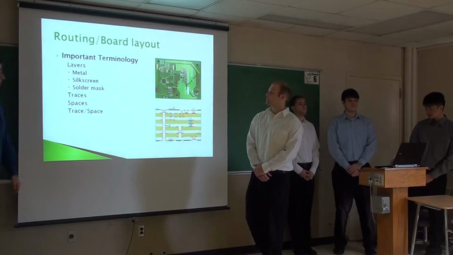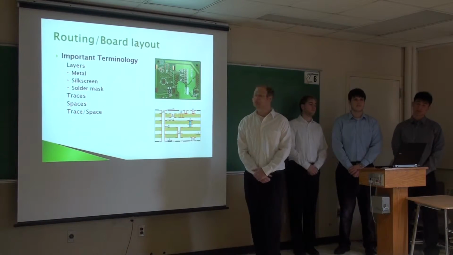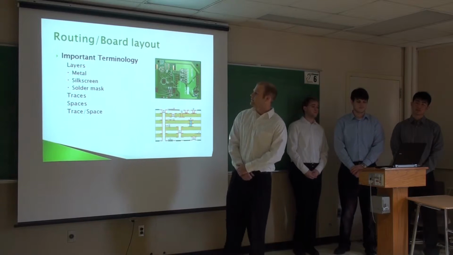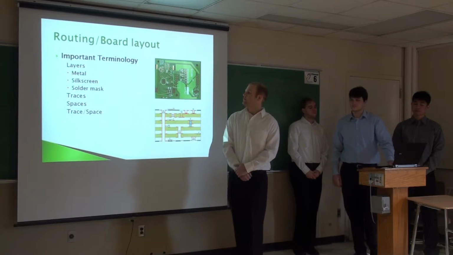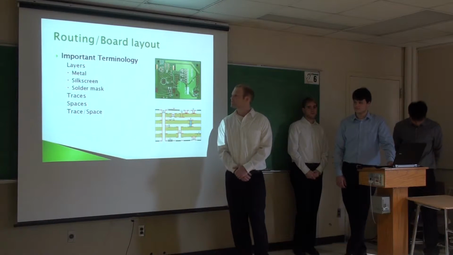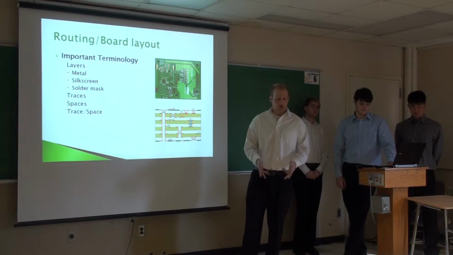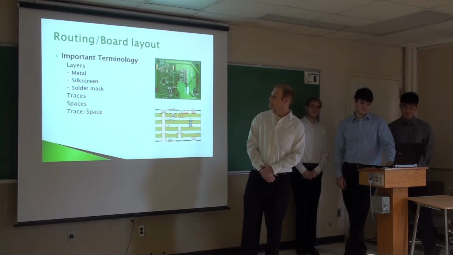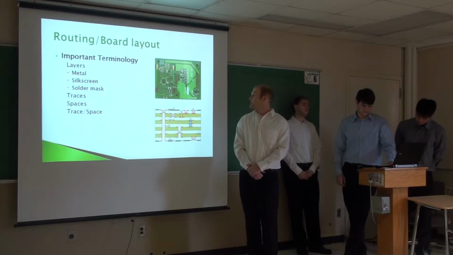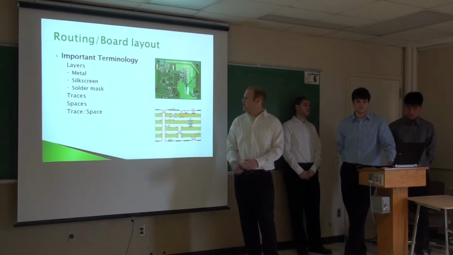I'm Phil Jaworski. I'm going to talk to you about routing and board layout. It starts with important terminology, the different kinds of layers in a PCB. The metal layers are the conductors that connect each component. The silk screen is the white writing on top, so from an overhead view you can see where all the connections are supposed to be made underneath. And the solder mask is the green plating around everything.